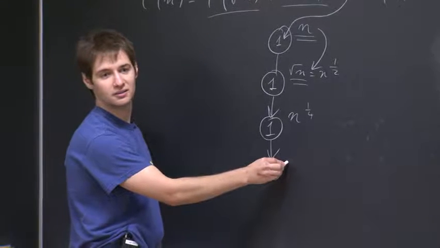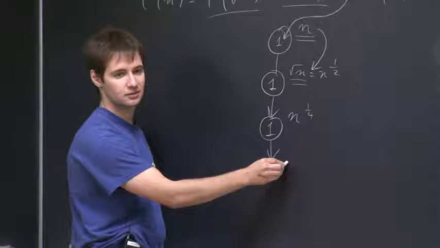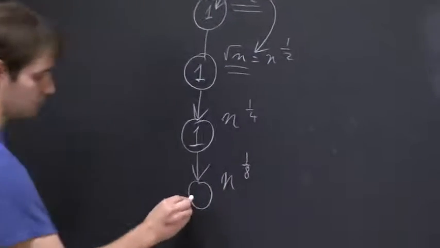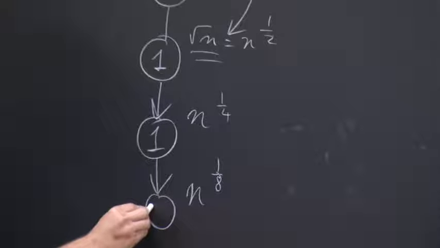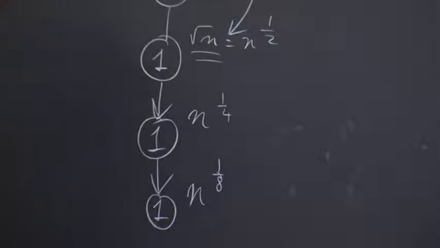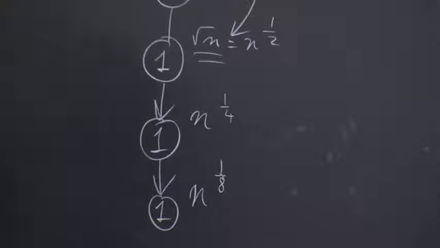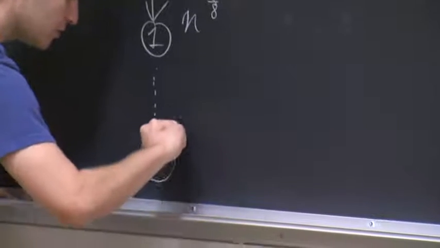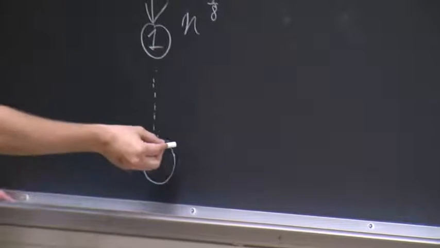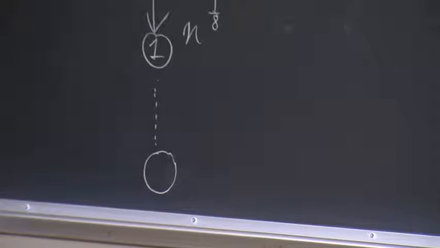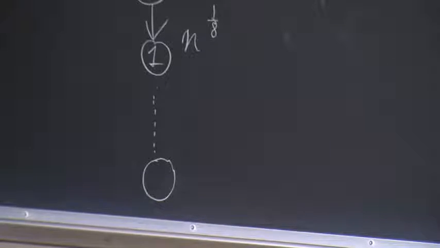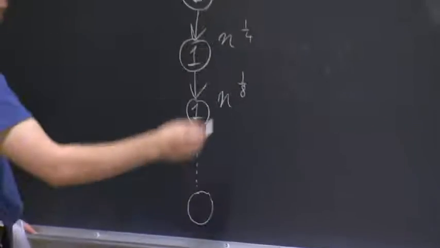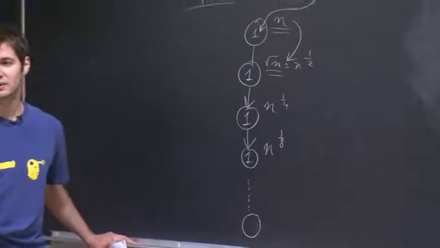What's here? What's here? OK. Let's hope everyone saw the pattern. And suppose we've done this for L levels, so we're at the bottom. What should the cost be at the bottom? We don't start with the cost. What should the size of the problem be at the bottom?